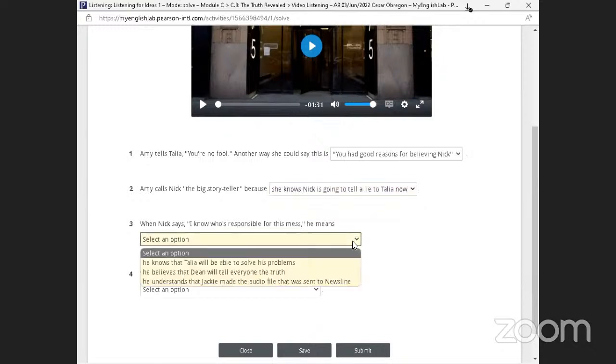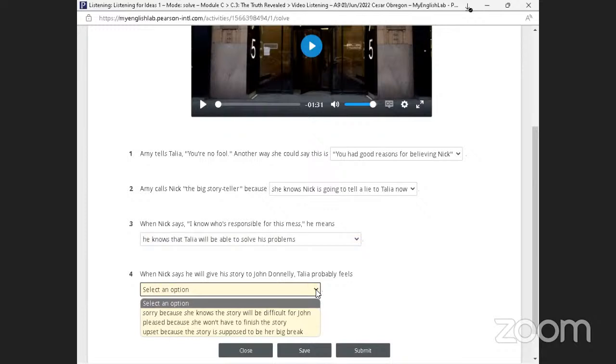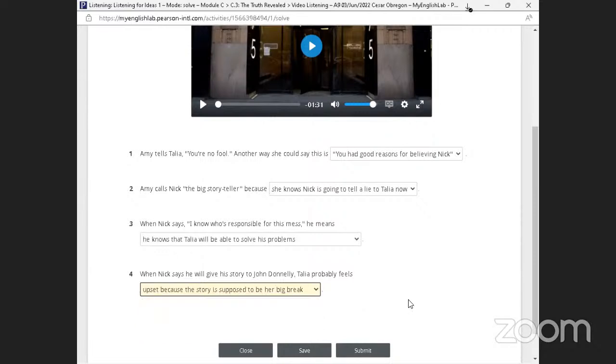When Nick says, I know who's responsible for this mess, he means he knows that Talia will be able to solve his problems. Okay. Number 4. When Nick says he will give his story to John Donnelly, Talia probably feels upset because the story is supposed to be her big break. Okay. Yes. Good. Are you ready? Ready. Let's see it.